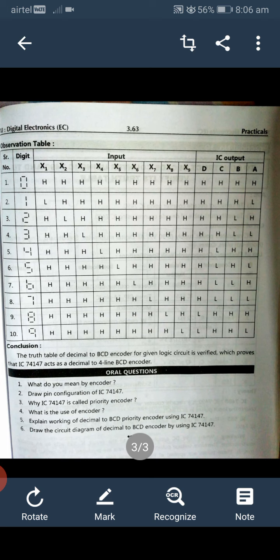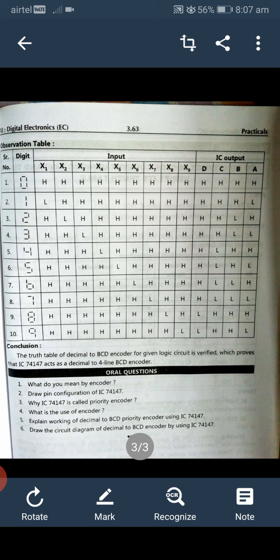There is some assignment for you, so please note it down in your copy and show me later on. These questions are very important from the examination point of view, so please note them down.